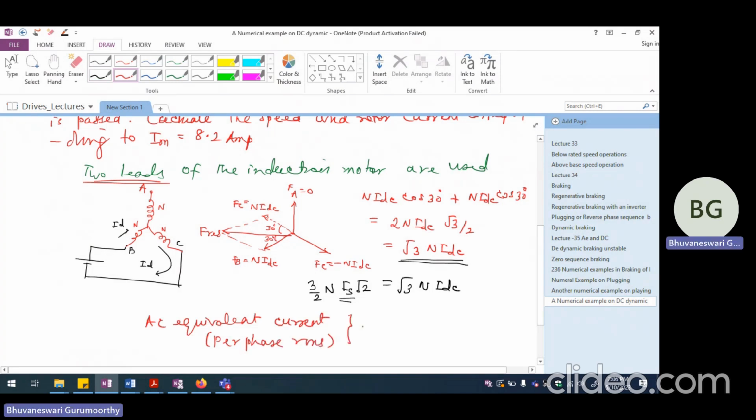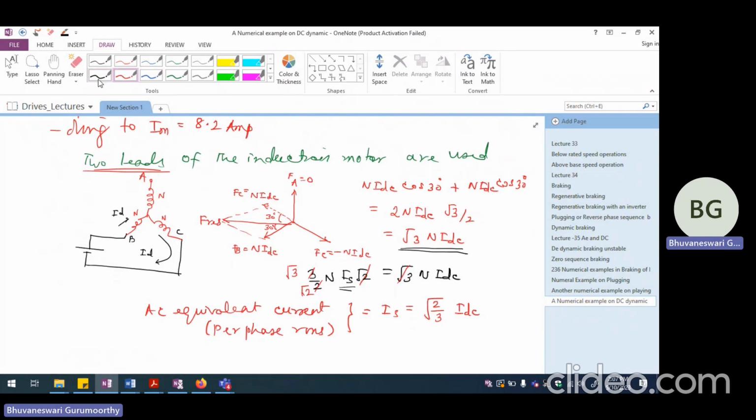That will be essentially IS, which is equal to, now I should be able to cross this and write this down as root 2. And similarly, this and this, I should be able to cancel out as root 3. So this will be root of 2 by 3 multiplied by IDC. So this is the equivalent RMS AC side current, which can be calculated from the DC current by looking at the resultant MMF.